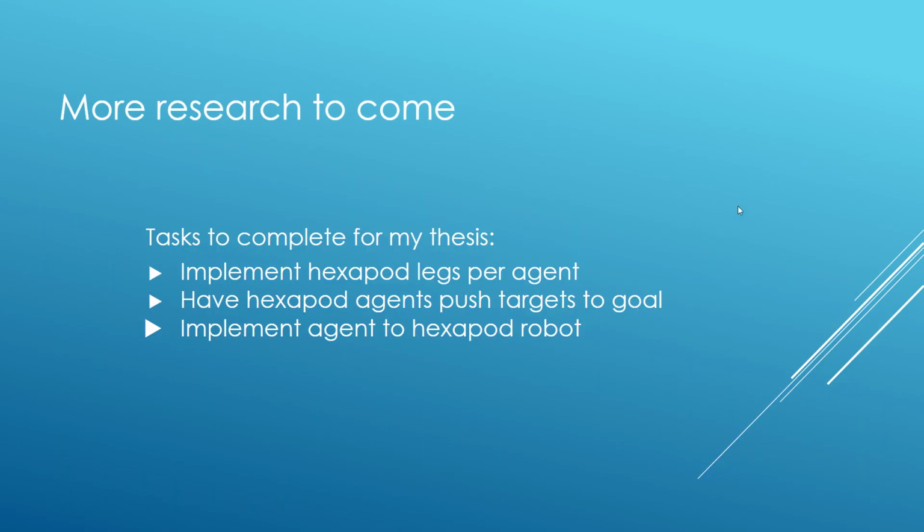Okay, so since I mentioned that this is for my thesis, I still have a couple more things that I'd like to do for future work. Implement the hexapod legs for each agent, and once I get those 6 legs per agent implemented, then have them push targets to the goal. And then after I get all that, actually put the trained model on the actual APOD robot.